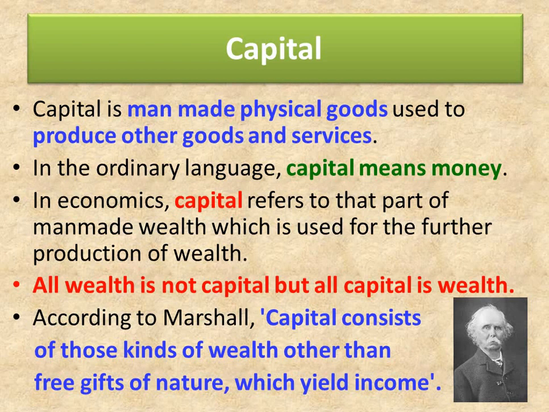According to Alfred Marshall, a British economist and one of the most influential economists of his times, whose book Principles of Economics was a dominant economic textbook in England for many years. In his book Principles of Economics, Marshall defines capital: Capital consists of those kinds of wealth other than free gifts of nature which yield income. Marshall says that capital is all those kinds of wealth other than the free gifts of nature which is going to give you income. Now children, we will learn about the forms of capital.